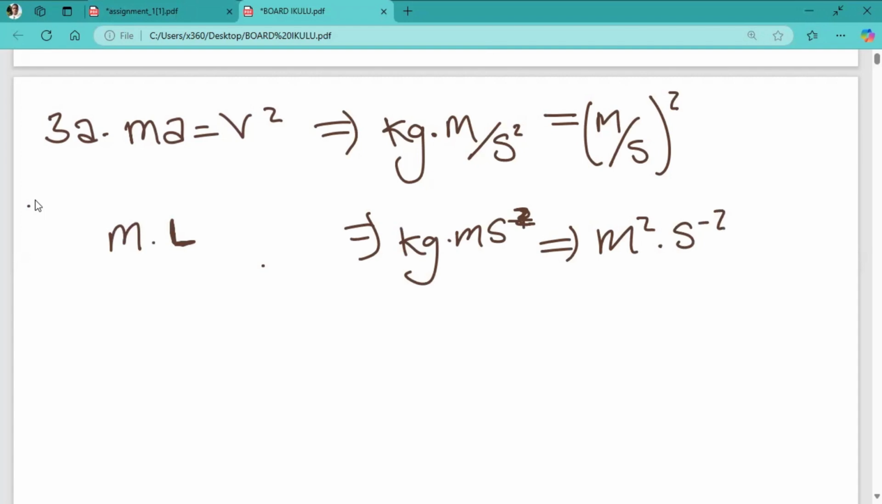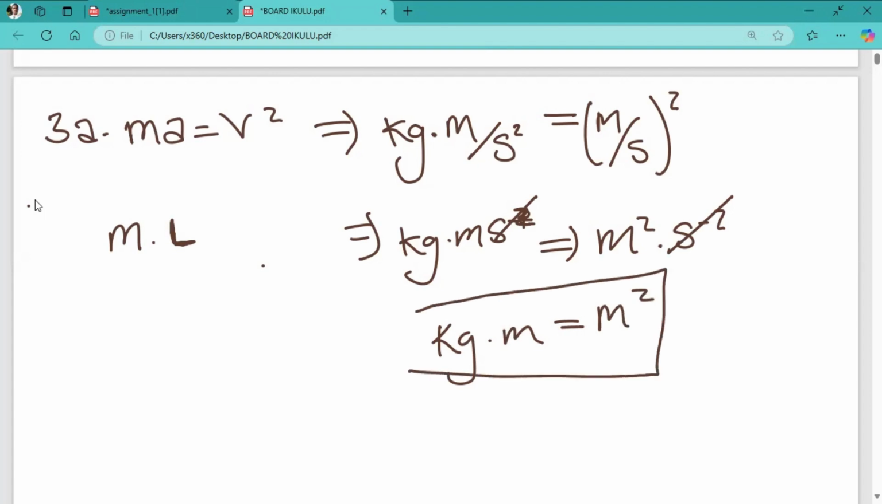So in this case, we can simplify this equation further. I'm sure you can see, if we want to cancel something from both sides of the equation, we can just cancel out the second power -2 and the second power -2 there, and we're going to have kg multiplied by mass equal to meter squared, of which this is not correct. The two sides of our equation are not correct. Hence, this equation is wrong.